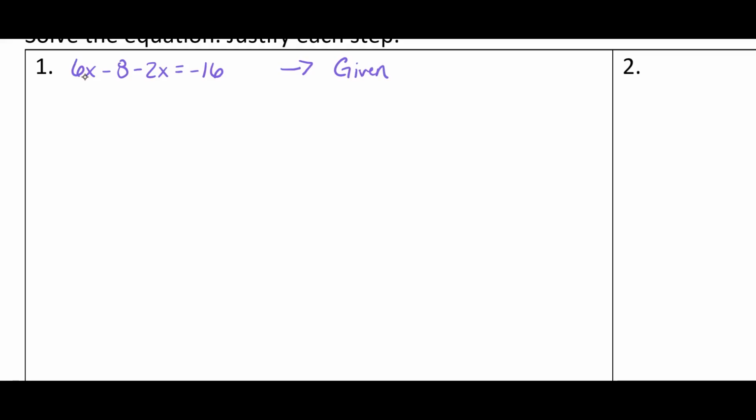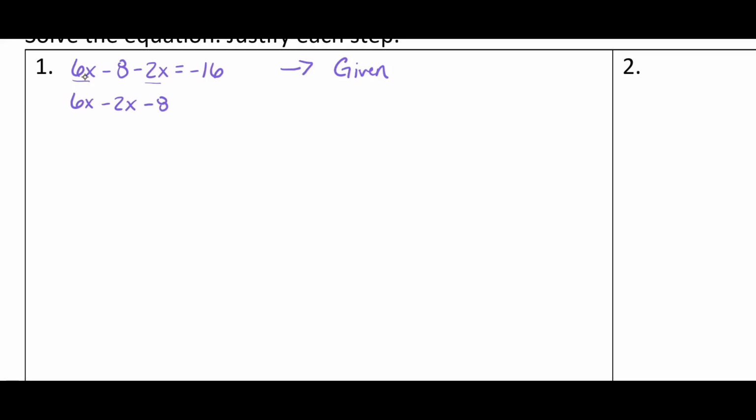We're going to do a few more steps than we normally would on an equation like this, just because the properties do exist and they are there. Sometimes we mix them up in our head and we don't always write them down. To begin solving this equation, I have to get the 6x and the negative 2x close together. So I'm going to move the negative 2x and the negative 8.